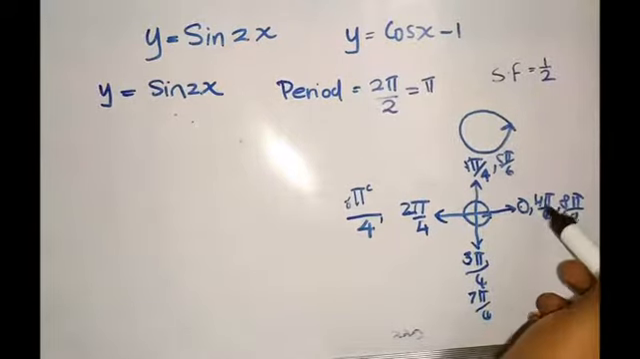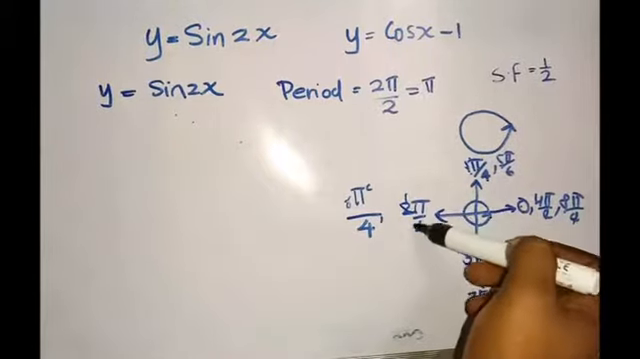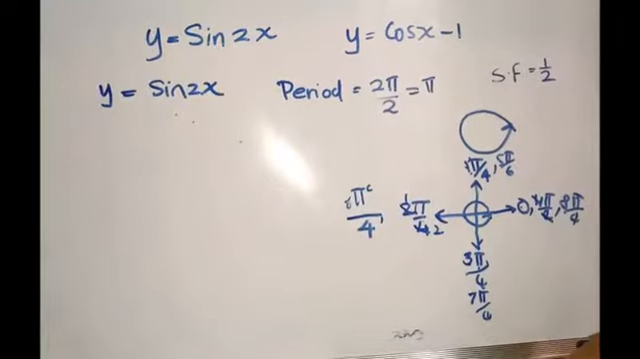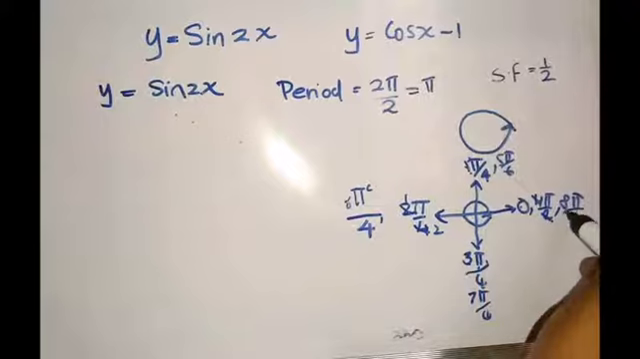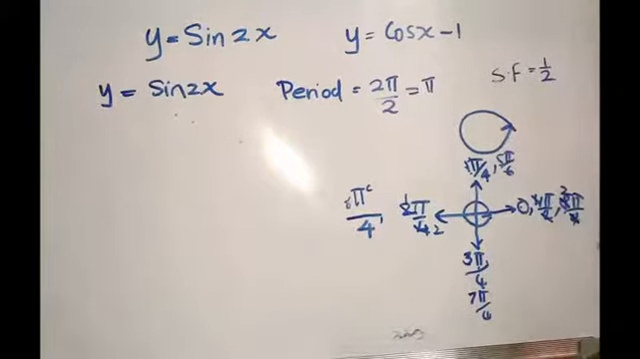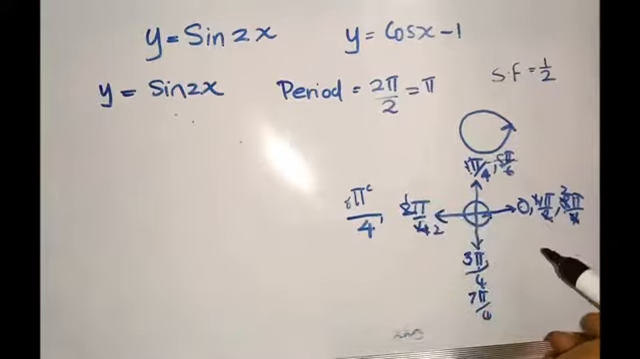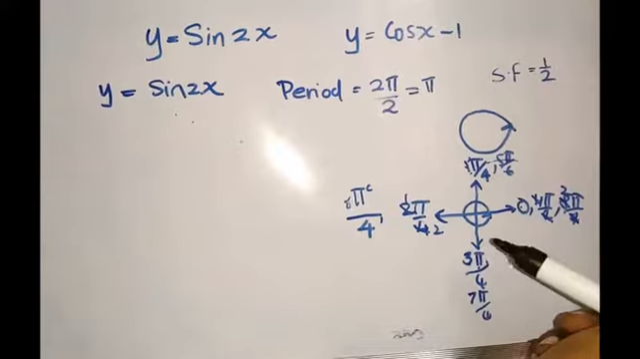And 1 pi by 4 is pi by 4, 2 pi by 4 is pi by 2, 3 pi by 4, 4 pi by 4 is pi, 5 pi by 4, 6 pi by 4, 7 pi by 4 and 8 pi by 4 is 2 pi. So in your table, all these values are to be represented. So with all these values, let's make a table.